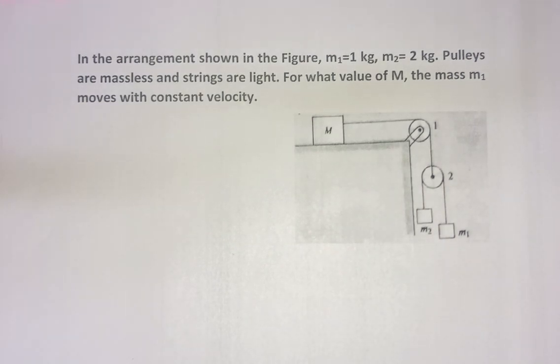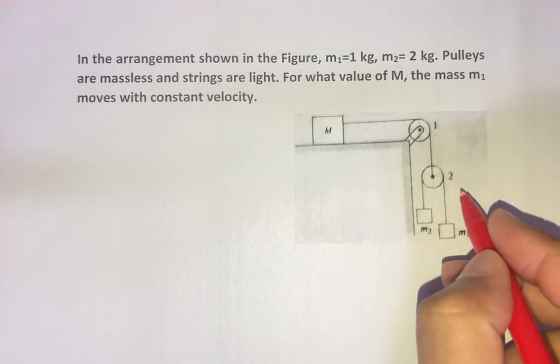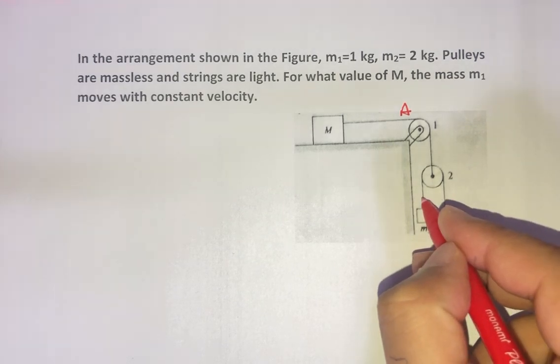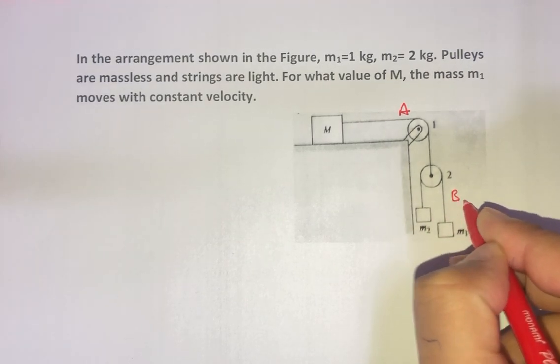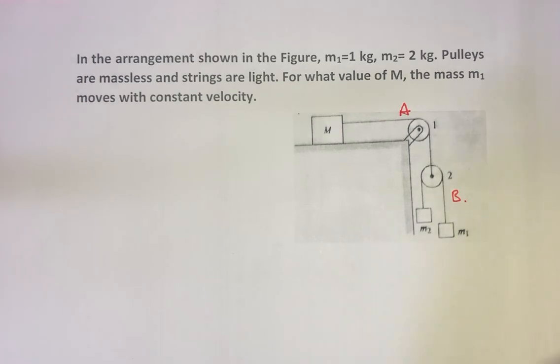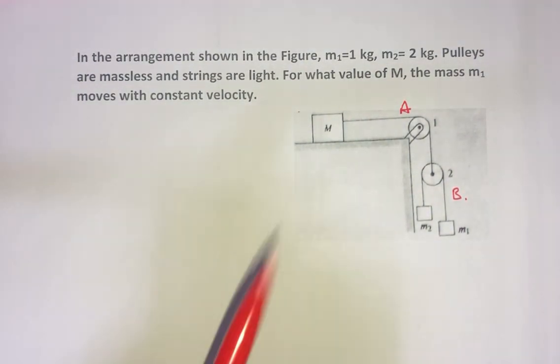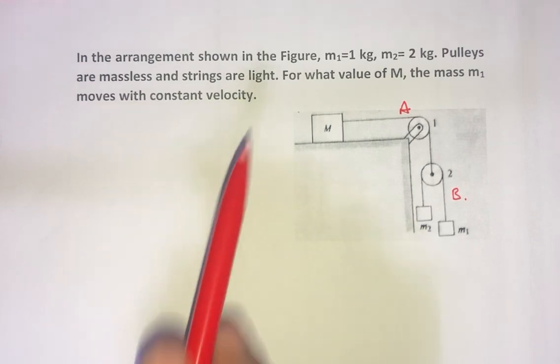So it consists of two independent strings. Let us call these independent strings A and B, and we have pulleys 1 and 2. Now it is given that mass M1 moves with a constant velocity.